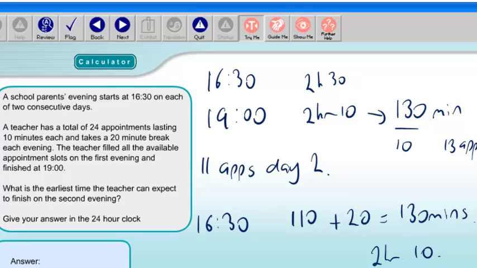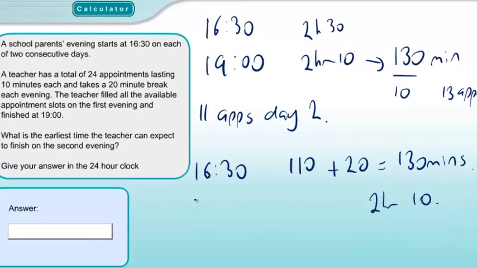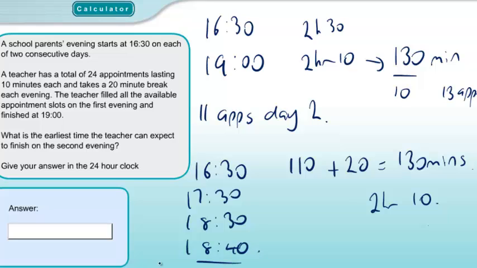So we just have to add on that 2 hours and 10 minutes to our starting time of 16:30. So the quick way to add on time is to add on the hours first. So we're on 16:30, 17:30, 18:30, plus that final 10 minutes. So 18:40 is the answer. So a pretty wordy one, a pretty tough one. Definitely a question I'd be using my mini whiteboard for.